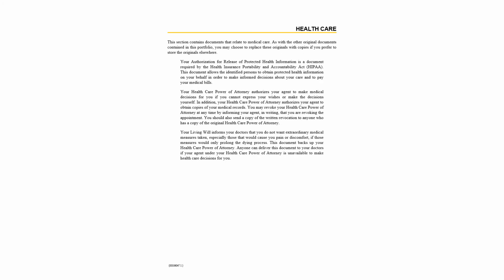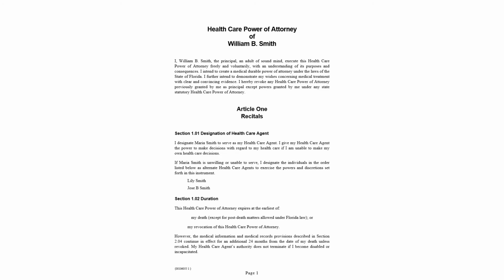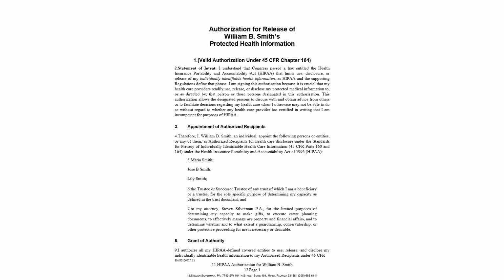The healthcare tab is where your medical documents are located. The first one is probably your living will. The second one is probably your healthcare power of attorney. And the third is your authorization for release of your information, also called the HIPAA form.